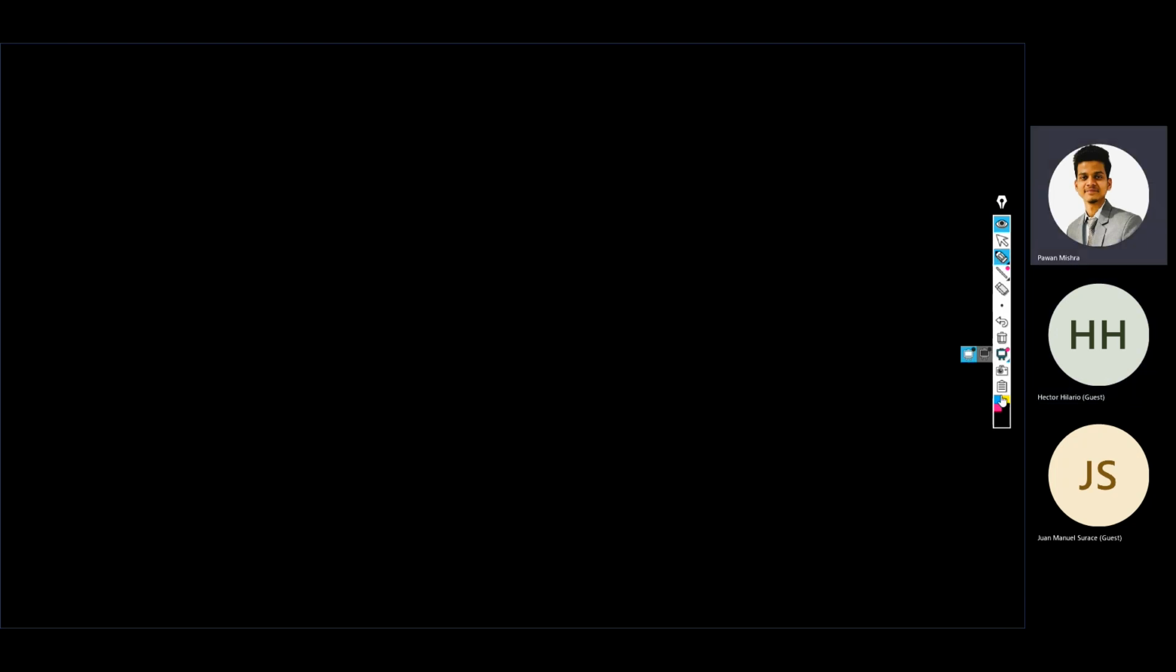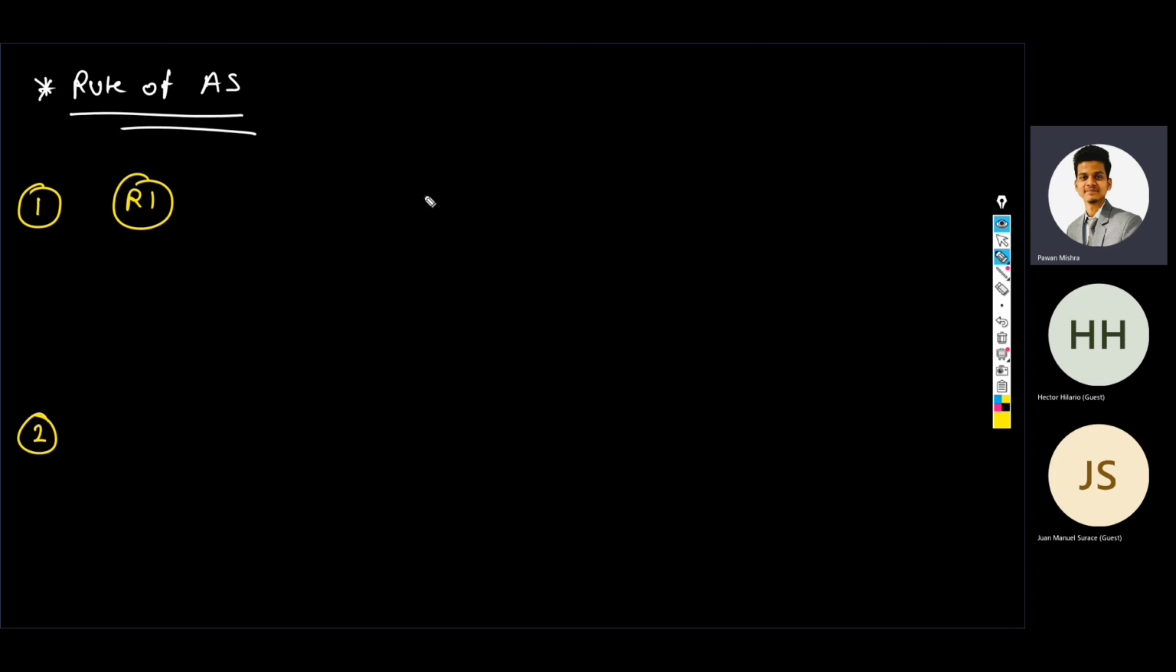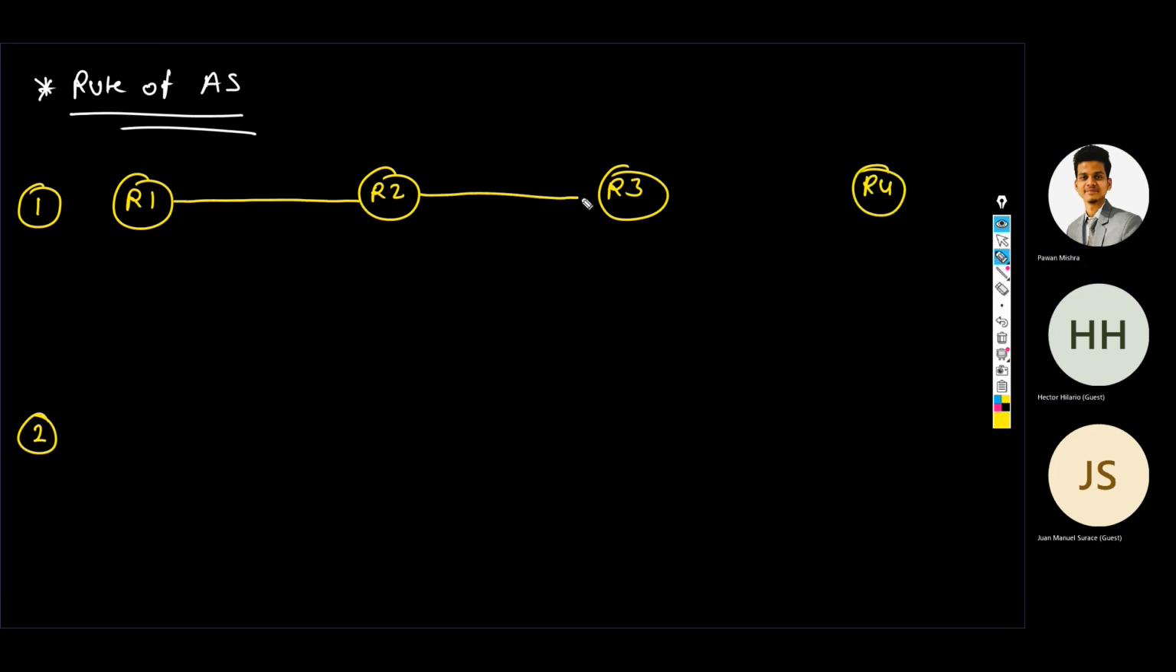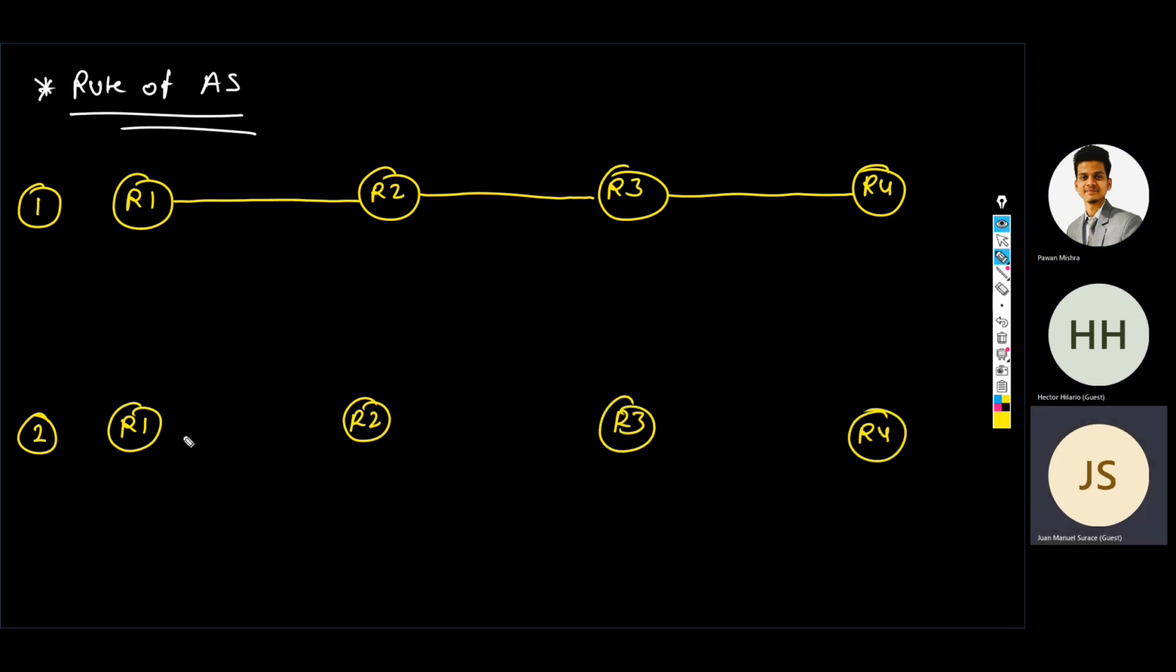First of all, I can explain the rule of AS number, or rule of AS. Let's take an example. This is rule number 1 and this is rule number 2. Let's say we have a router R1, then R2, then R3, and then R4, right?